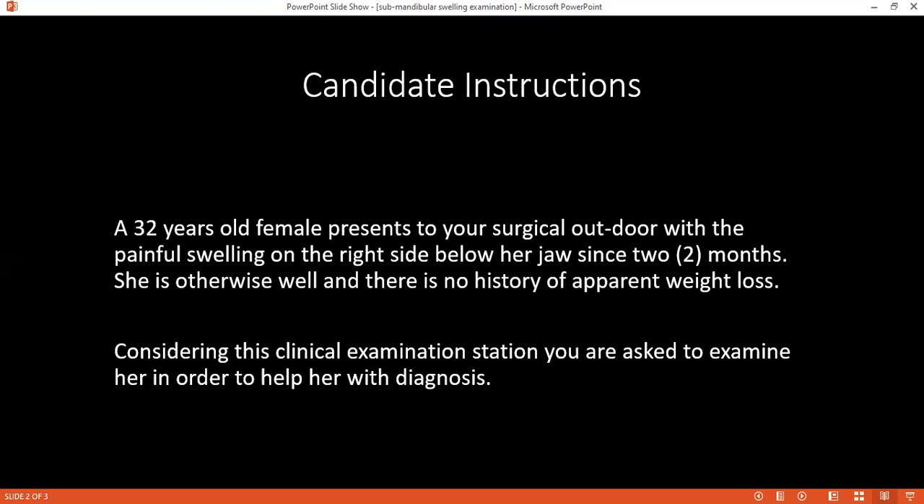So I'll go back and check for submental, submandibular, upper, middle, lower, jugulodigastric, supraclavicular, preauricular, postauricular, and occipital group of lymph nodes. Thank you so much, Samantha. I have finished my examination. I'll go back to my consultant and come back to you.